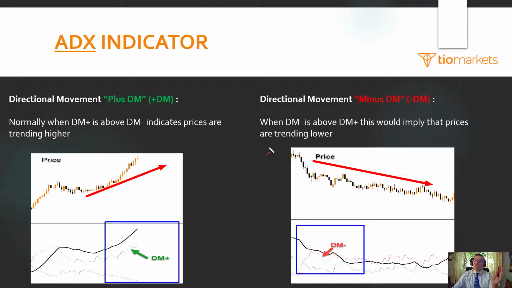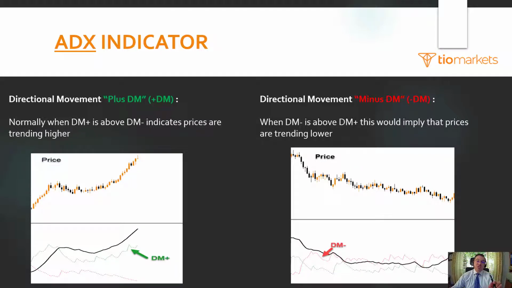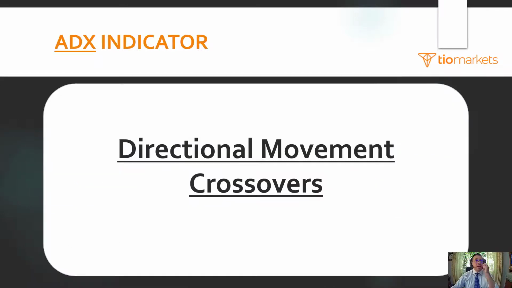So when doing this type of analysis, it's not giving you a signal. It's just telling you what side of the market you should be on. Should you be a buyer or a seller? Now, you need to drill down further and use some other analysis tools to actually time your entries or exits. This is just a tool to help you understand what side of the market you should be on, and the directional movement crossovers can help us with that.